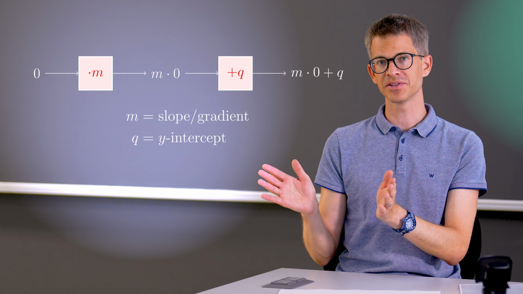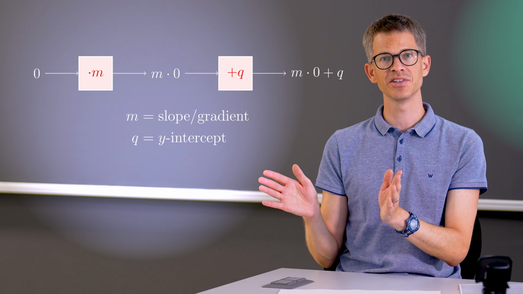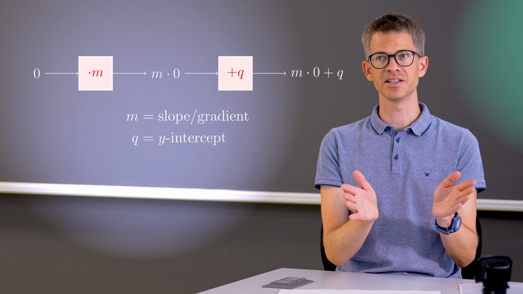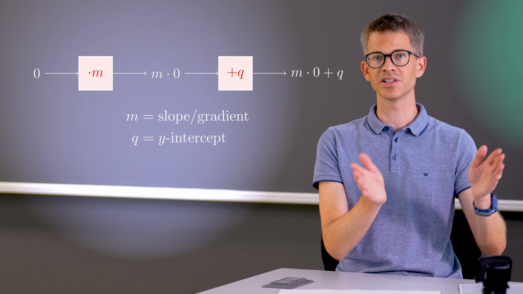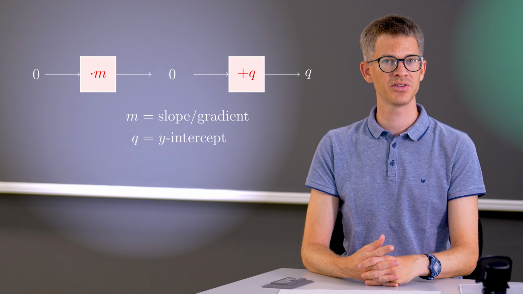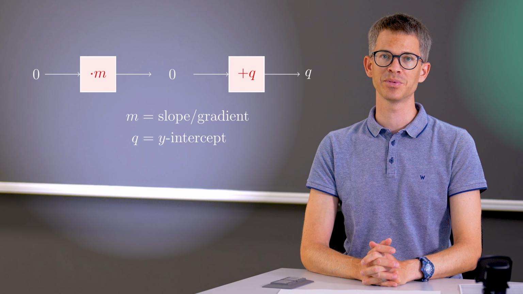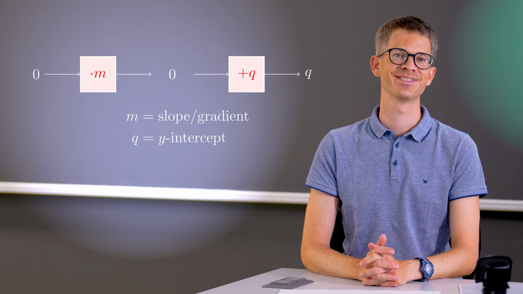If you use x equals 0 as the input to a linear function, the multiplication by m will result in 0, and the subsequent addition of q will result in q. Therefore, the input of 0 to a linear function will always give you the output of q.